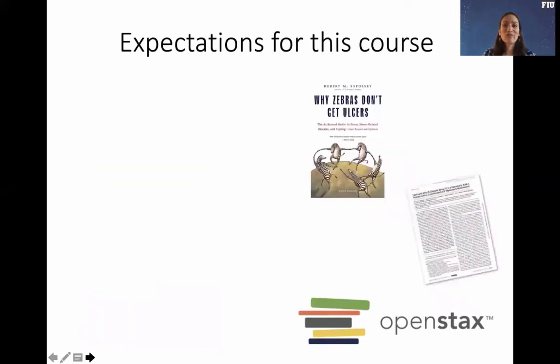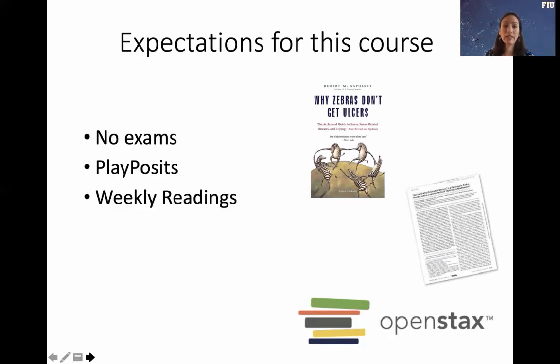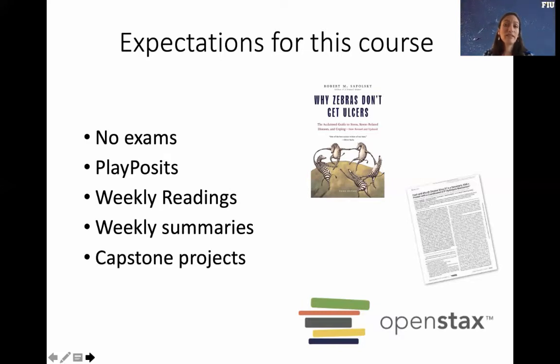So what are the expectations for this course? We won't have any exams in this class, but we will have weekly quizzes, which will have questions that are graded based on correctness. We will also have weekly readings. There will be several weekly readings in this class. In addition to reading 1 or 2 chapters from Robert Sapolsky, we will be reading about 2 scientific literature articles. So there is a good amount of reading every week. And from these readings, you will be preparing weekly written summaries. And finally, there will also be 2 main capstone projects.